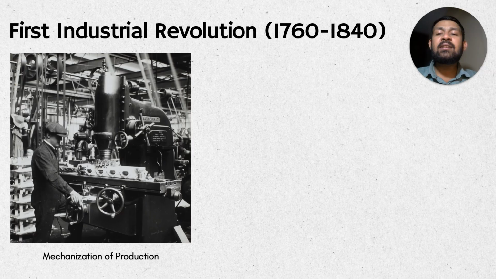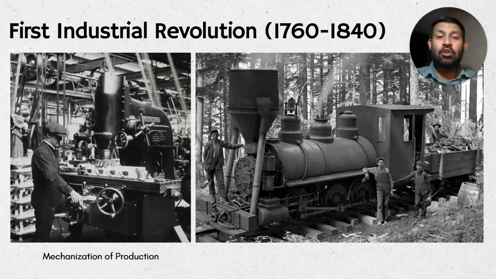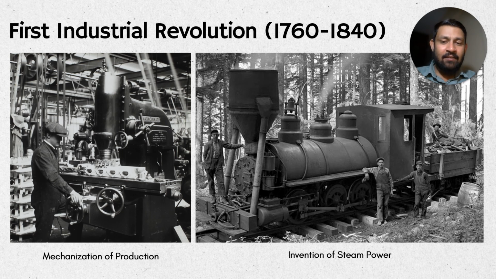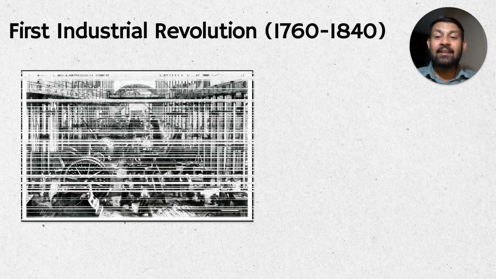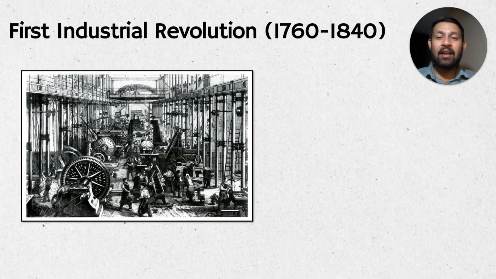But how were these machines powered? Most of these machines were powered with steam engines. This is the same period when steam engines came into the picture. And with the mechanization and the invention of steam power, what we could see is that factories started coming up. Production started happening in factories. All the production was consolidated at a single place called a factory.